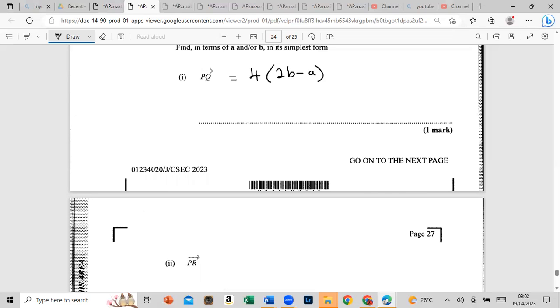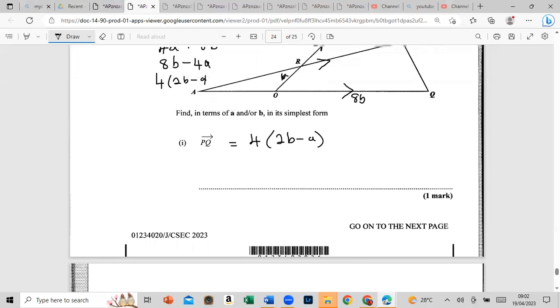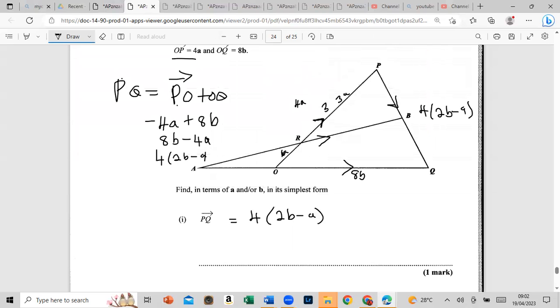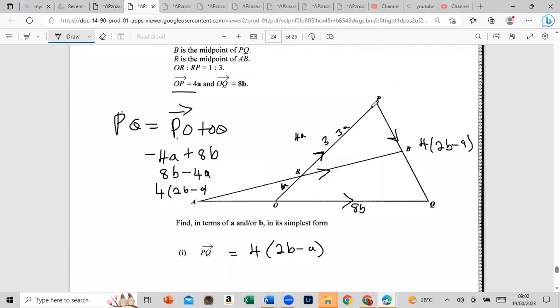So let me go back up. From P to R, which route are we gonna take from P? This is P. Where is R? Alright, I think that is pretty straightforward. P to R.